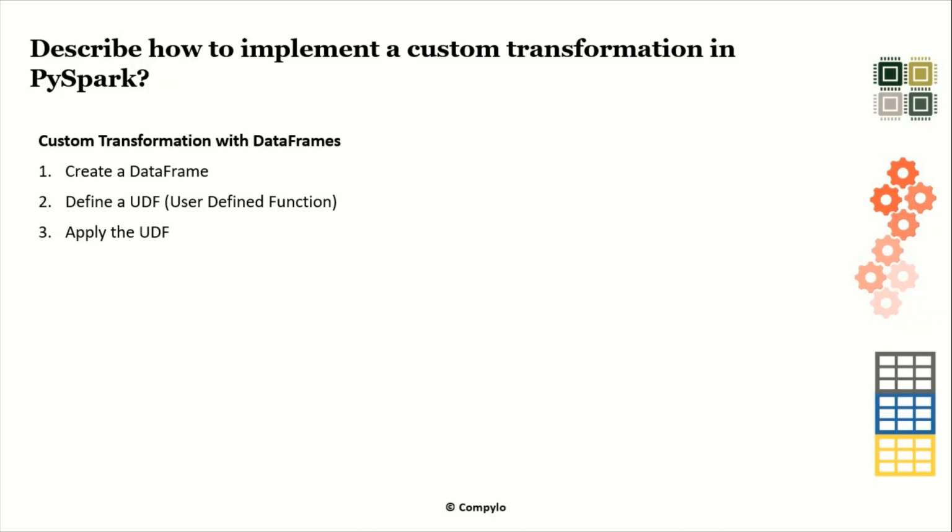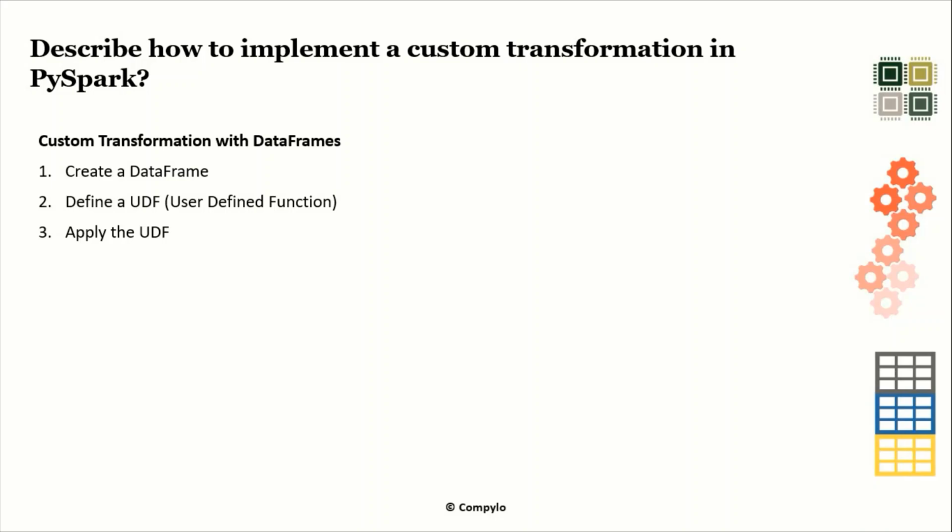So what can be the steps? The first would be to start by creating a data frame from a data source, that is a CSV file or a list or whatever it is. Next step would be to use pyspark.sql.functions.udf to create a UDF, that is a user defined function, that specifies the transformation, and use the withColumn function or select function to apply the UDF to one or more columns.